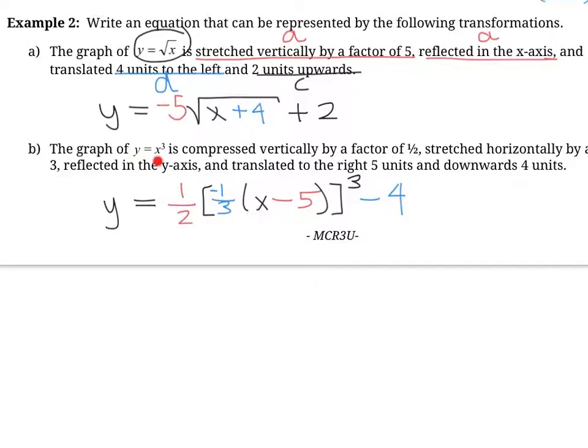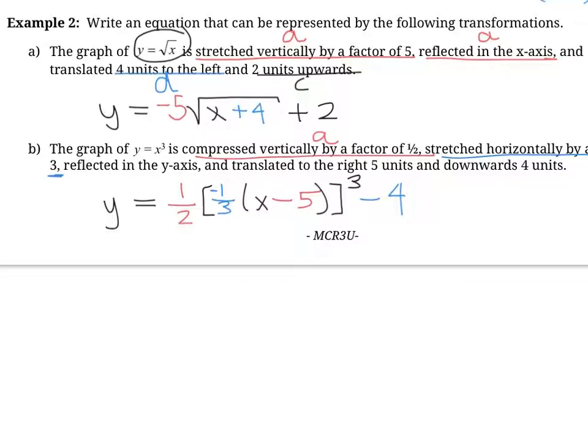So we know that the parent graph is the cubic function, which is why we have this cube here. So it's compressed vertically by a factor of 1/2. So compressed vertically, that means that this is our a value. So this is why our a value is 1/2. Then it's stretched horizontally by a factor of 3.